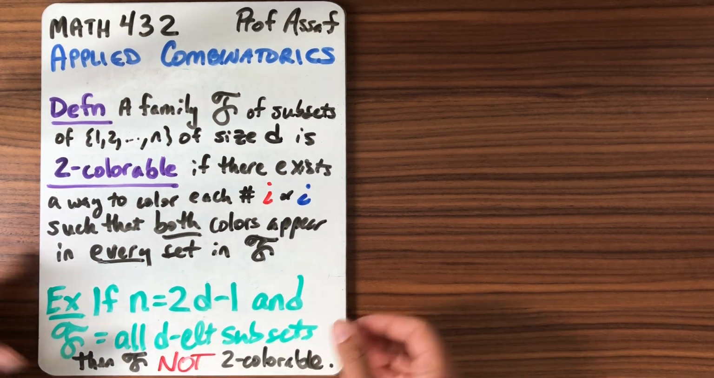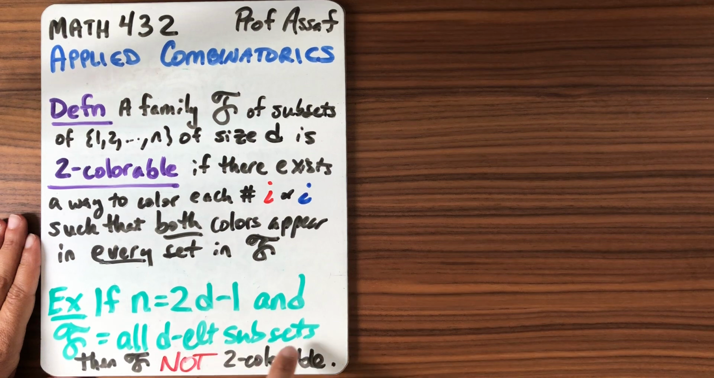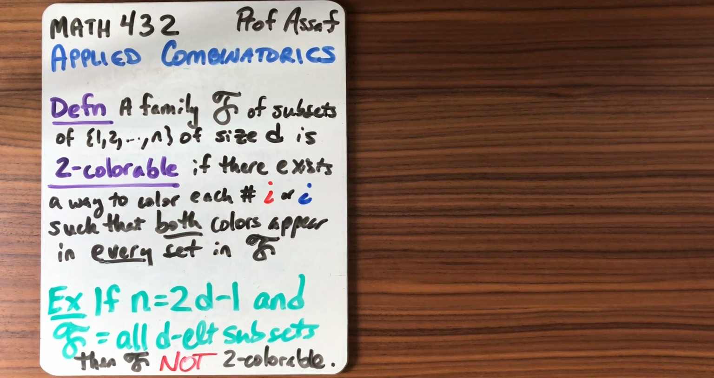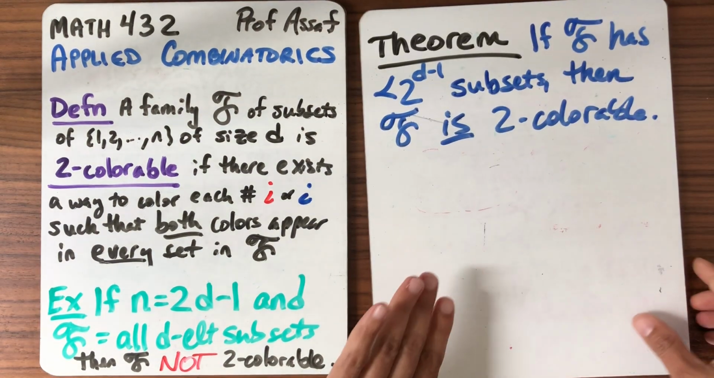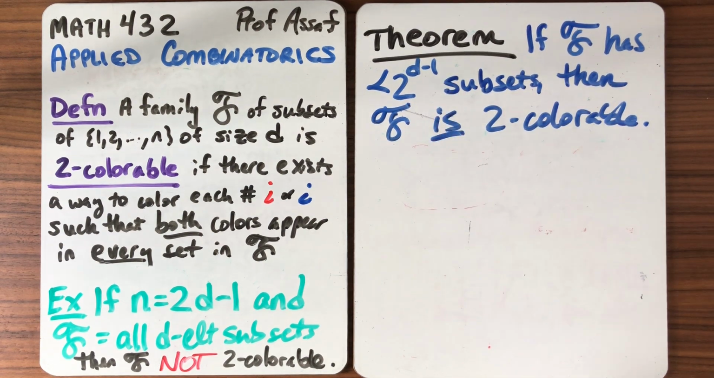We saw before that if we take n to be 2d minus 1 and we take all the d element subsets, then F is not two colorable. That was by the pigeonhole principle. Now we're going to have a theorem that tells us when we can do it. So if F has not too many subsets, then it is two colorable. Notice that this remarkably doesn't depend on n. That's kind of amazing.